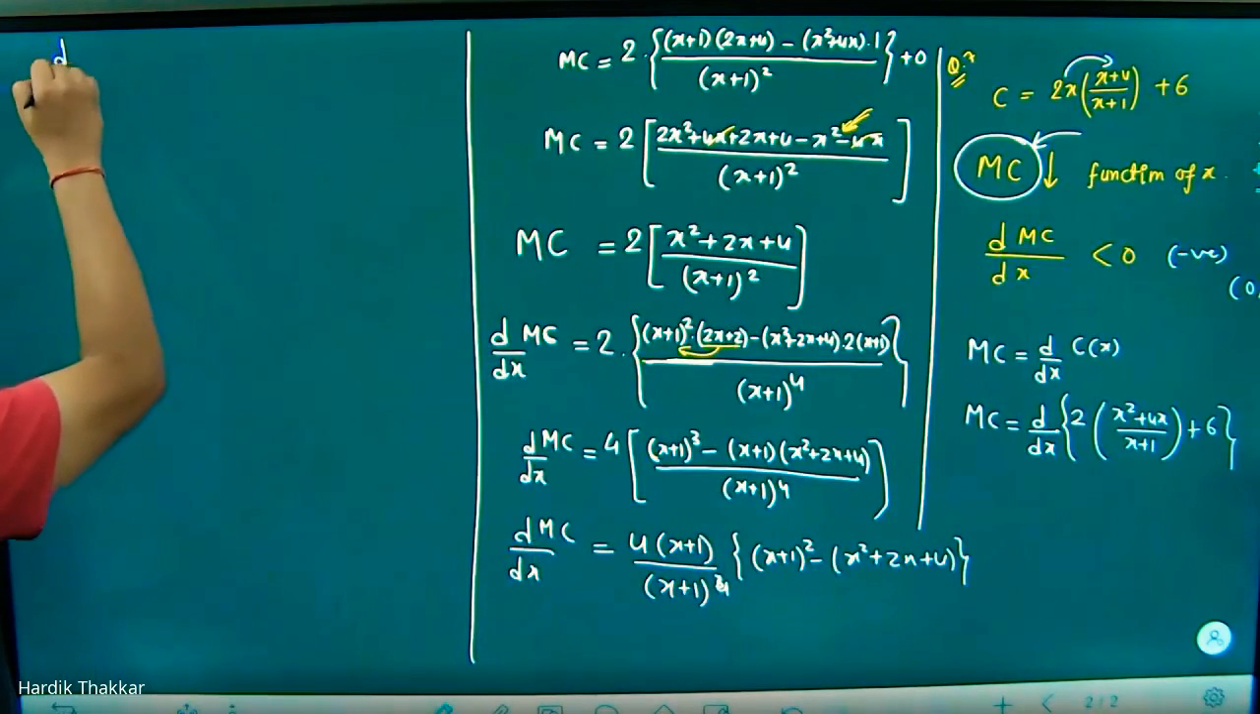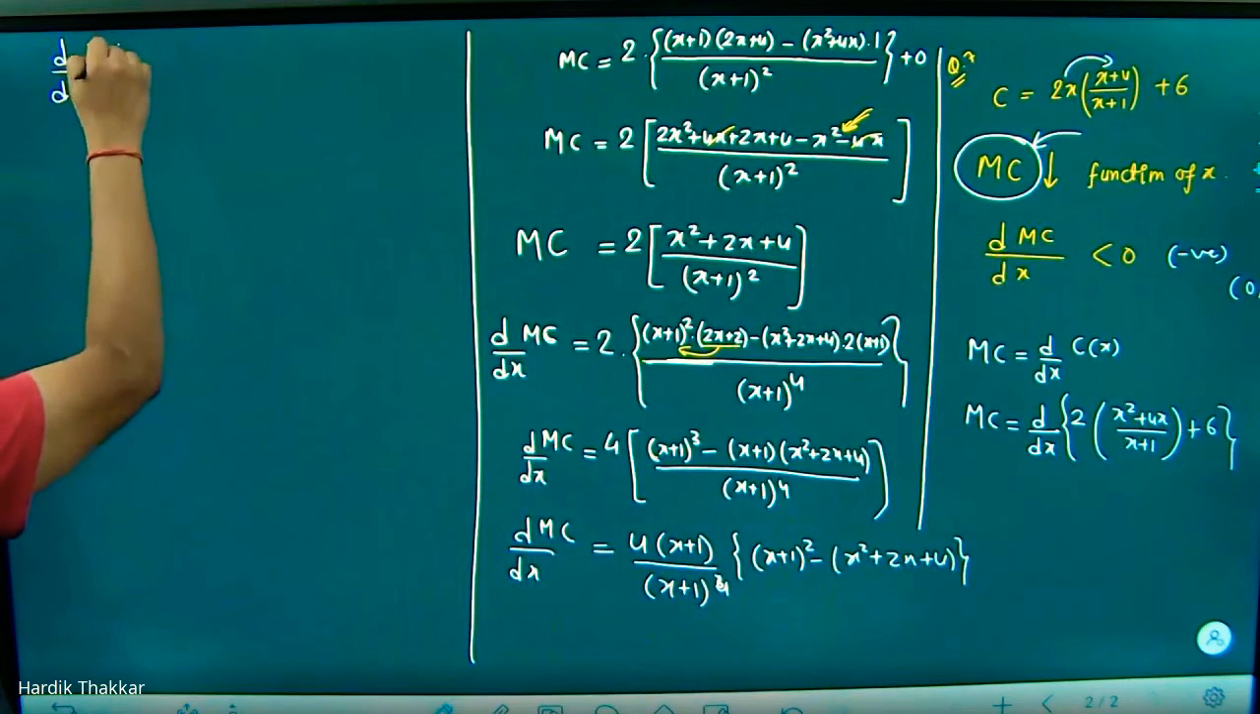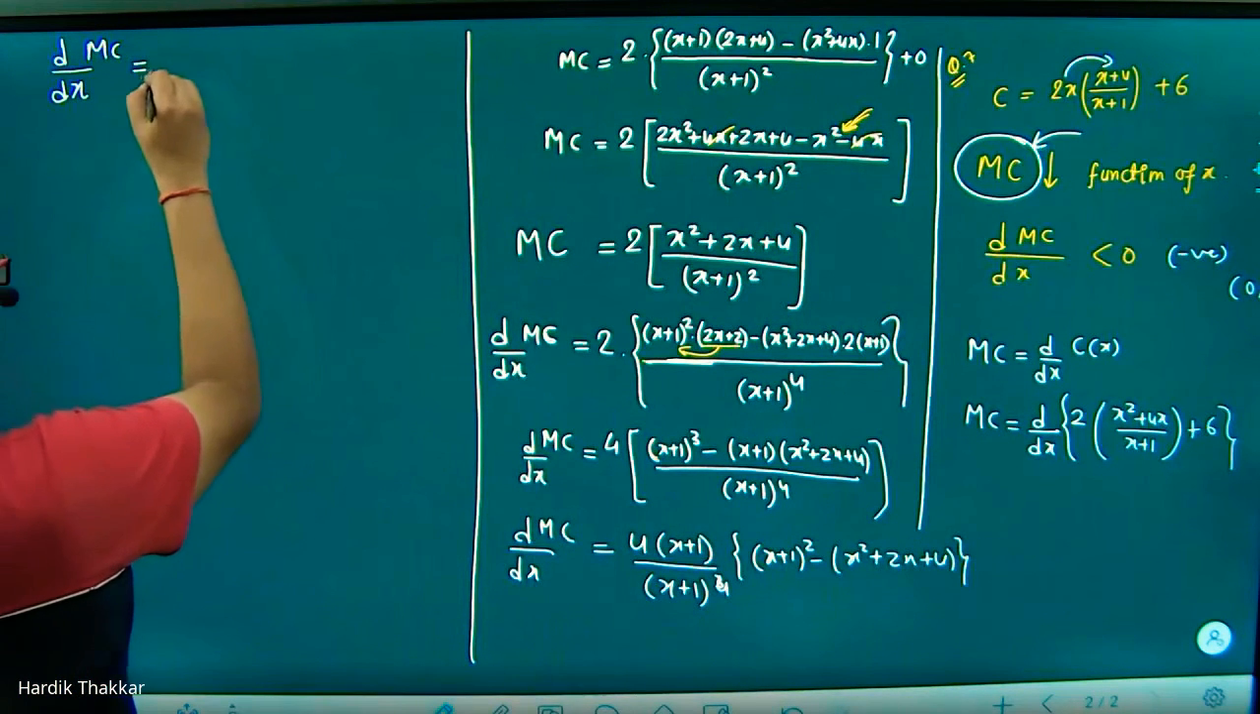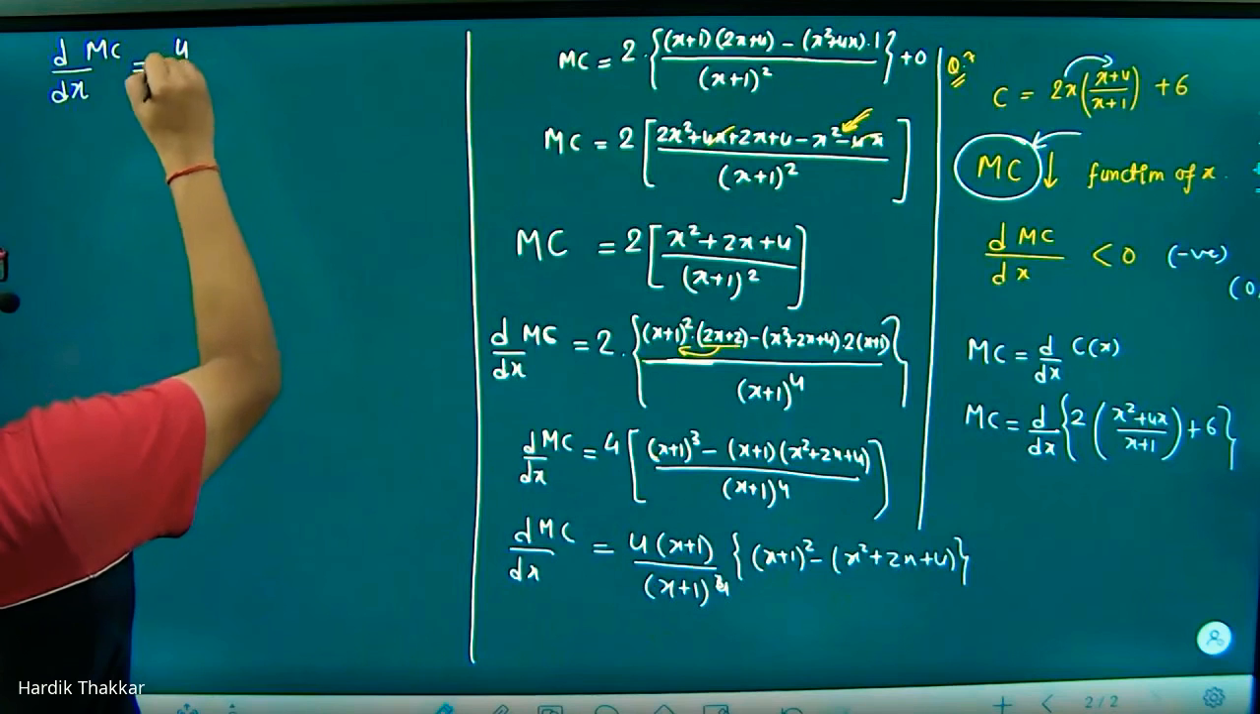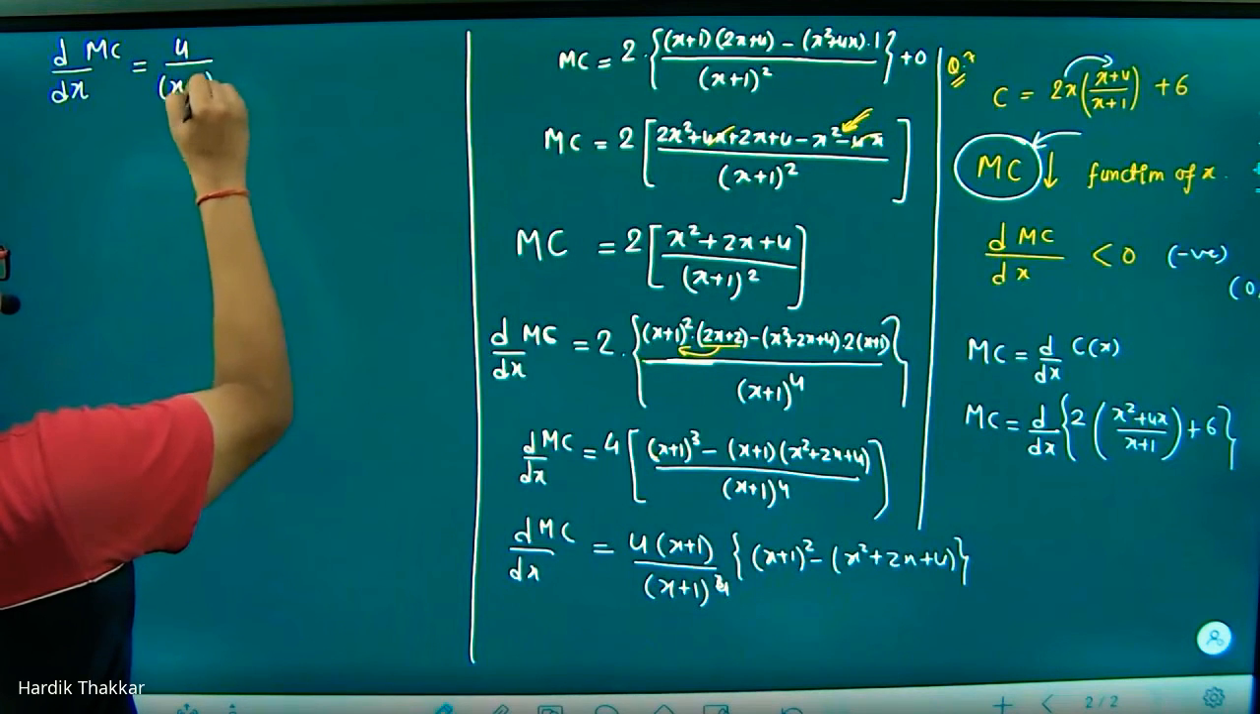So further, d by dx of MC will be like 4 upon x plus 1 whole cube.